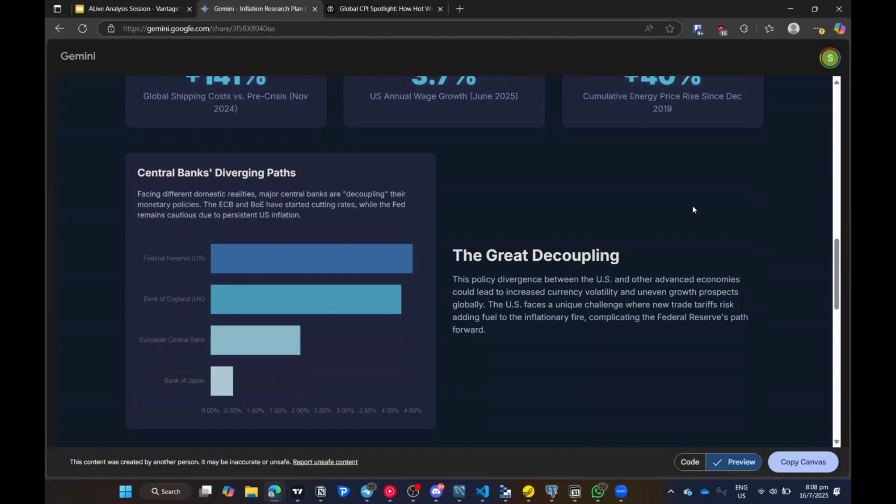Whenever CPI is controlled, usually you see the central banks reduce rates to stimulate the economy. But in the case of the US, it is still holding at 4.5% interest rates. For the Bank of England, it's 4.25, and for the ECB, it's down to 2%. And Japan, in recent months, has increased from a negative interest rate to a positive 0.5.